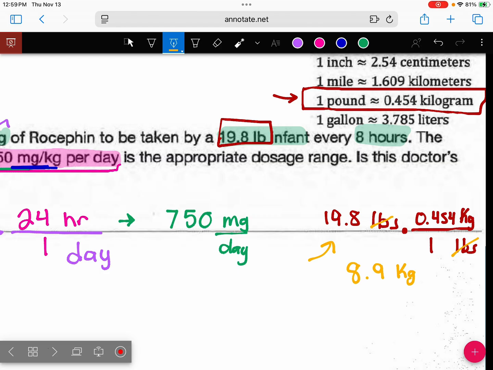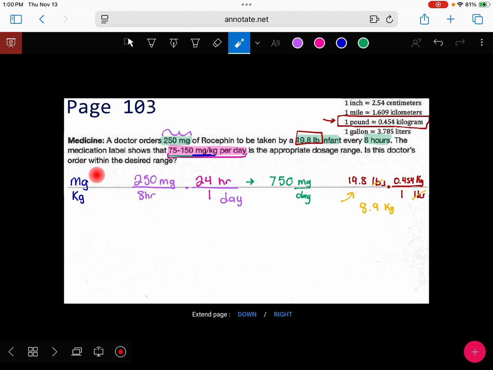So, yeah. So now I know how much medication's been prescribed to the baby. They're supposed to be taking 750 milligrams in the day, and they weigh 8.9 kilograms. So how many milligrams per kilogram? How will we set that up? Give me a second. If I want to know how many milligrams per kilogram, what information do we have?